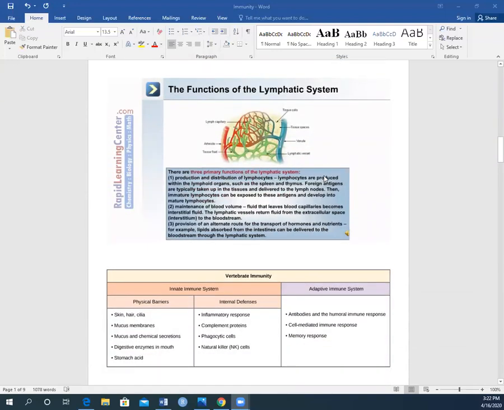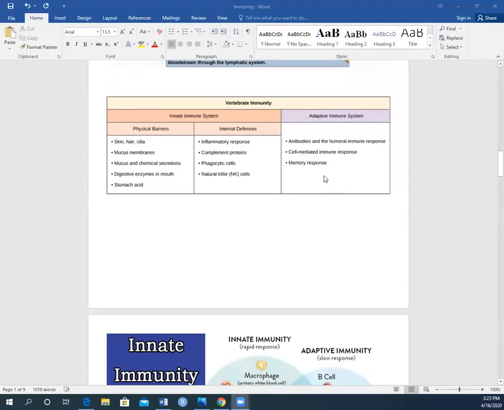So again, your lymphatic system is going to be involved in the production and distribution of those lymphocytes. And those foreign antigens are taken up into those tissues in the lymphatic system and delivered to the lymph nodes to be taken care of. This illustration here is just another illustration showing the difference between your innate and your adaptive.